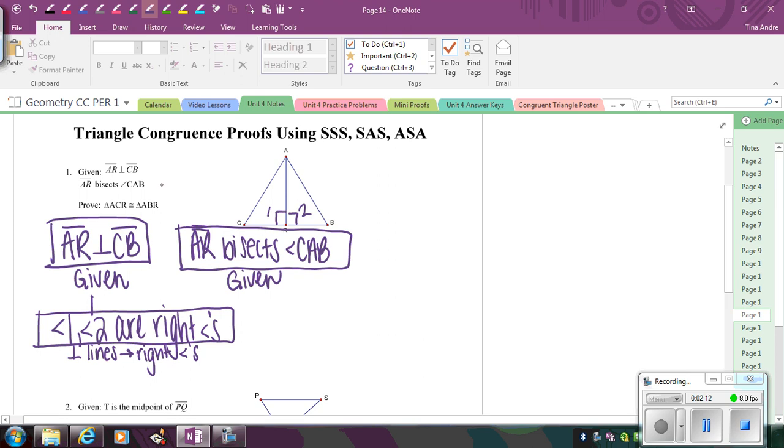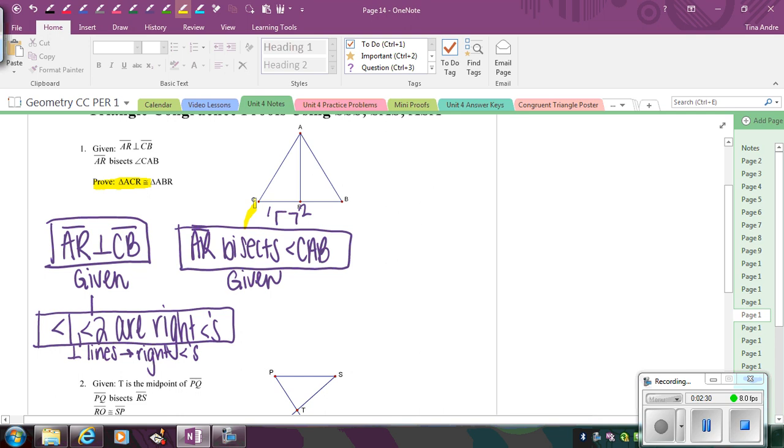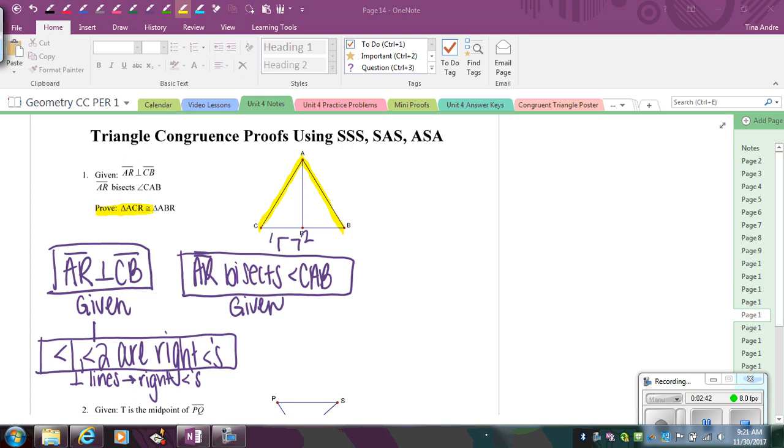And if we look at our next given here, it says that AR bisects angle CAB. So let's go ahead and get that marked in our picture. We're bisecting CAB, so we're bisecting an angle. I'm going to highlight that angle that I'm bisecting. There's my angle that I'm dealing with. And from there, let me relabel these because they got shifted on me. So here's my angle 1 and angle 2.